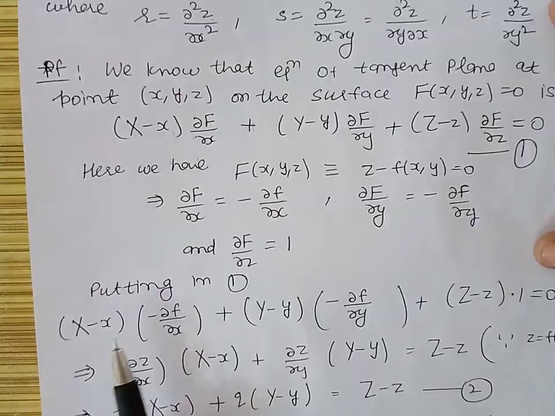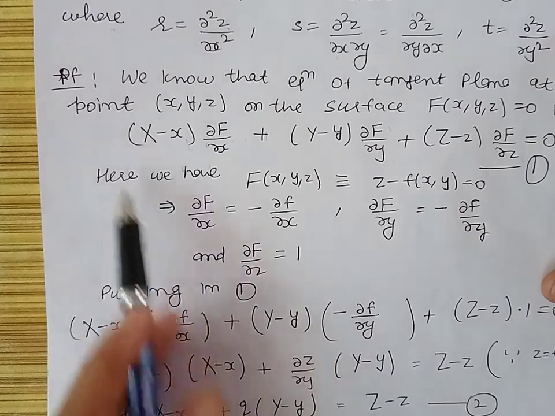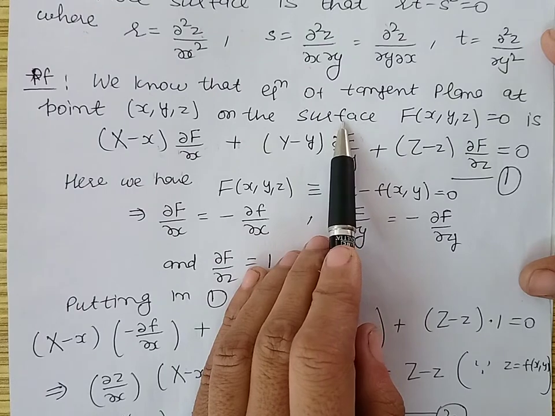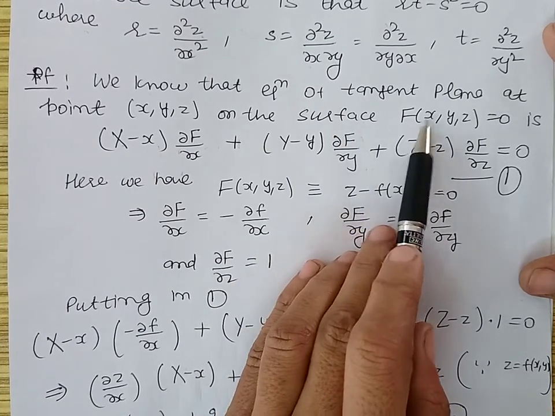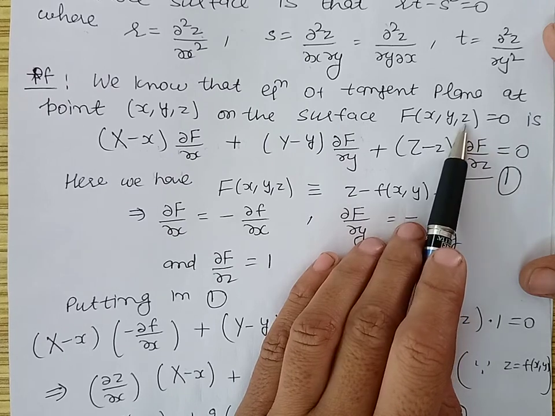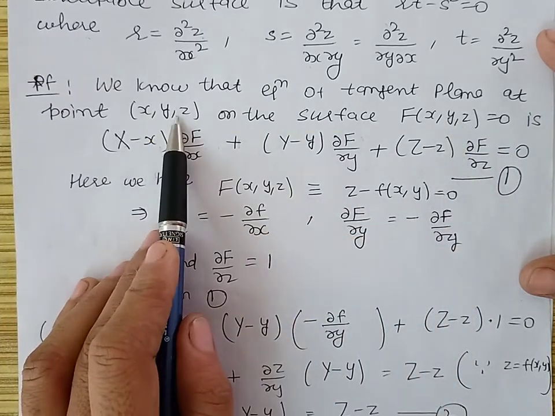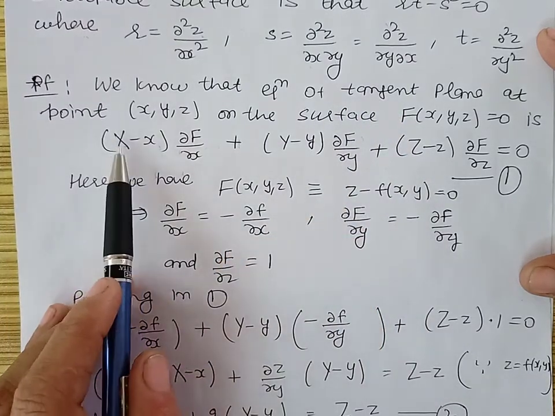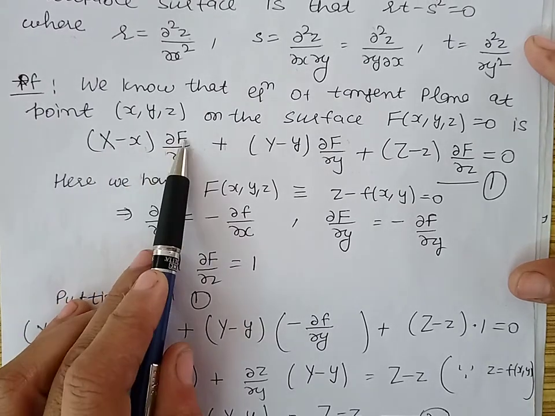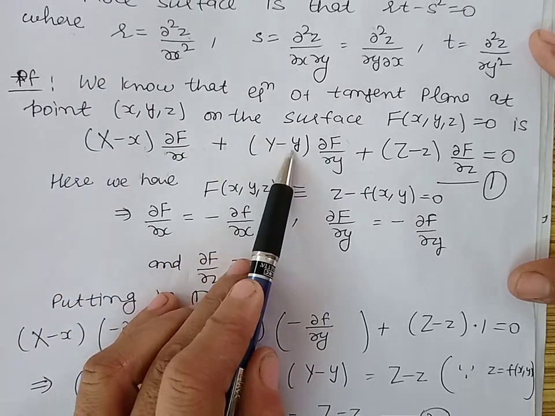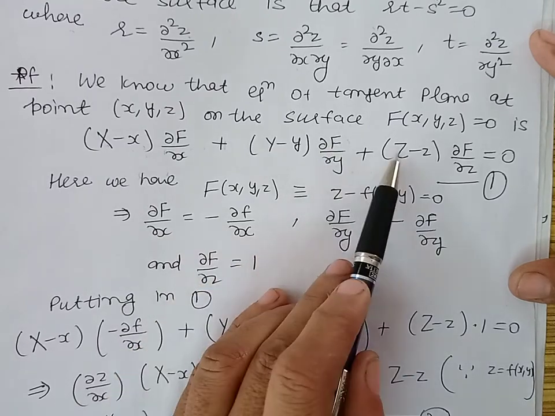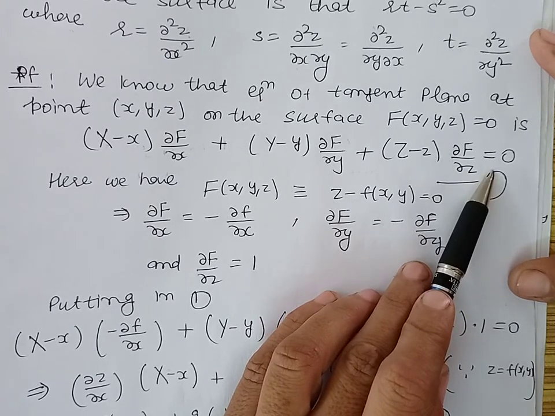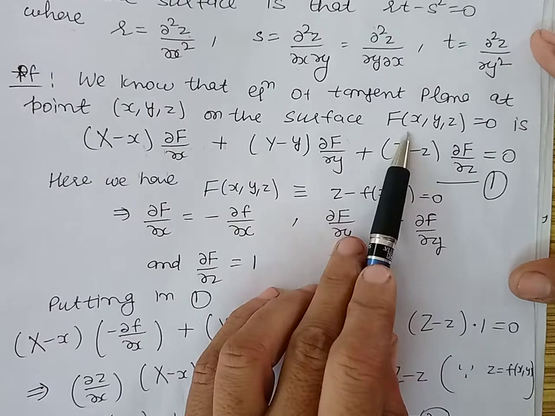Now for this we will use the equation of the tangent plane. As we already discussed in the previous sections, if we are given a surface by the equation F(x, y, z) equal to 0, then at the point (x, y, z) on this surface the equation of the tangent plane is (X minus x) ∂F/∂x plus (Y minus y) ∂F/∂y plus (Z minus z) ∂F/∂z equal to 0. This is the equation of the tangent plane at this point of the surface.